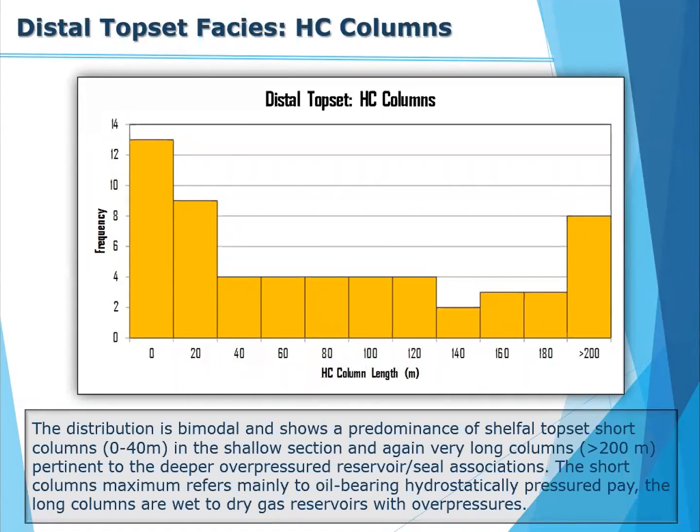But again, the frequency for moderate columns is a lot higher. I mean, the end member is good, but the in-between is just average. And of course, there are some low columns as well. Next one.